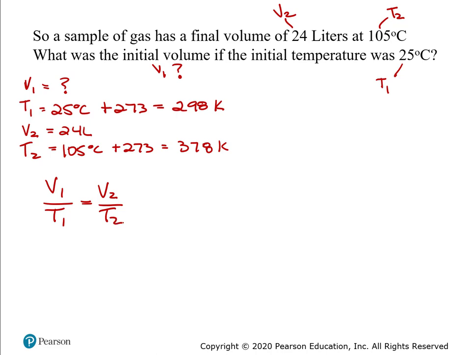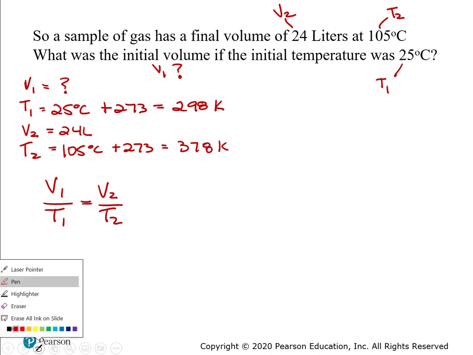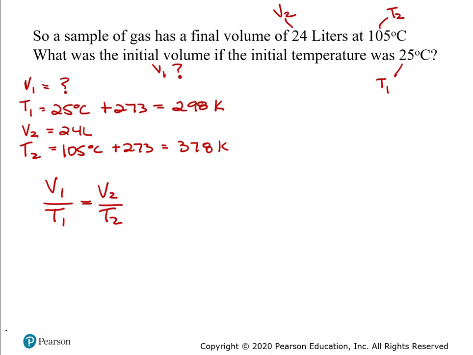Now, what do I got to find? So what do I got to move? How do I move T1? See, it's in the denominator. What do I have to do to move it? Multiply both sides. If I multiply T1 times T1, do you see that now T1 and T1 over on the left will cancel? And so now T1 is in the numerator on the right side. So V1 equals V2 times T1 divided by T2.